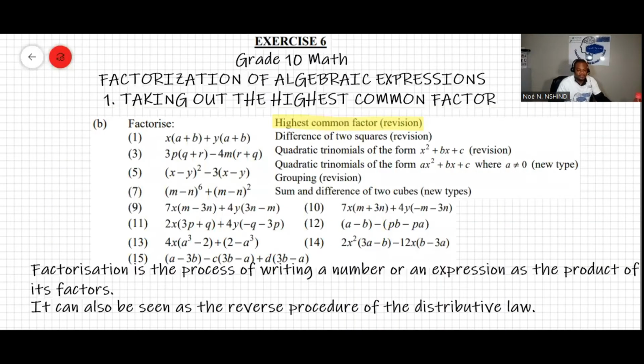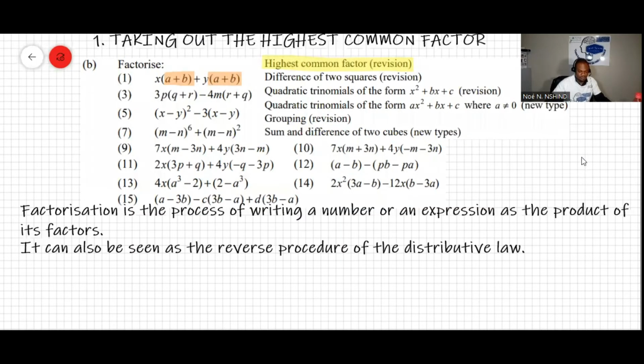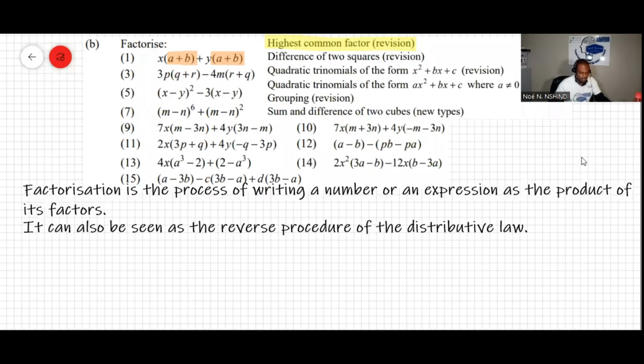Here we do have x open bracket a plus b close bracket plus y open bracket a plus b close bracket. Now you notice that this is the common entirety, or common quantity, I call it like that. Then we can write over here in question 1, I can move my board up, x open bracket a plus b, and then plus y open bracket a plus b.